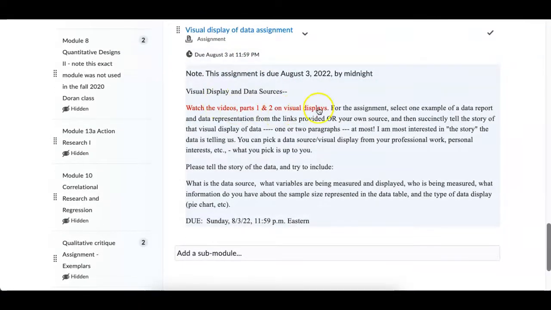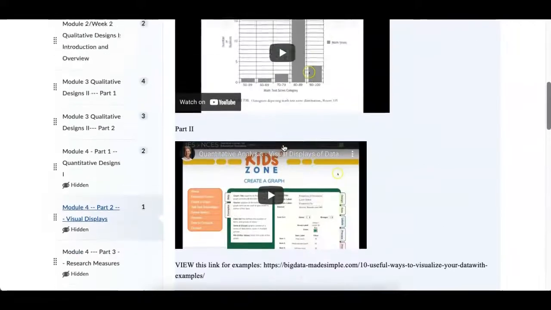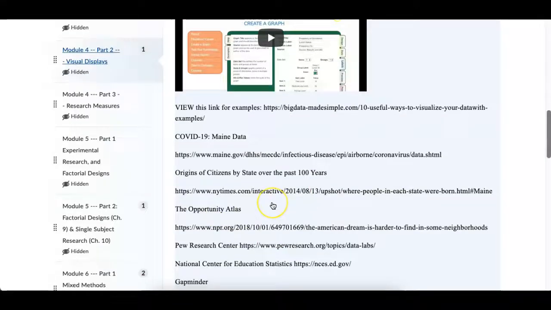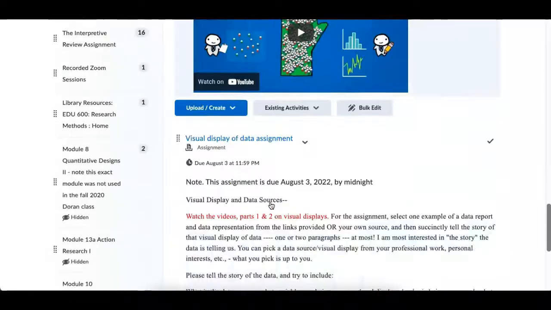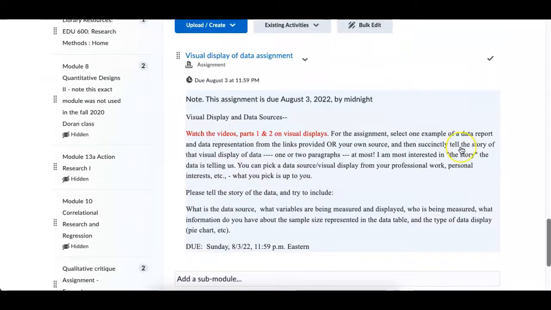Okay, so watch the videos, and then what I'd like you to do is pick a data source. This can be one of these up here, or it could be something else, and I'll give you an example in a minute. I'd like you to write 1 or 2 paragraphs. You don't have to beat this to death. Even if it's 1 paragraph, what is the data telling us? What is the story? And is there any other information that you can get?